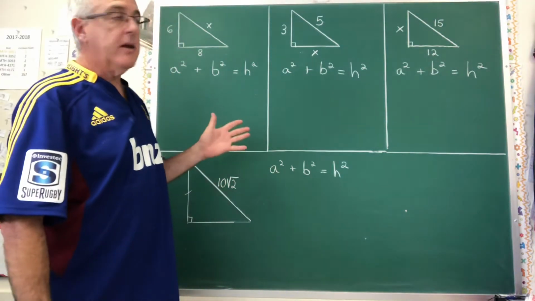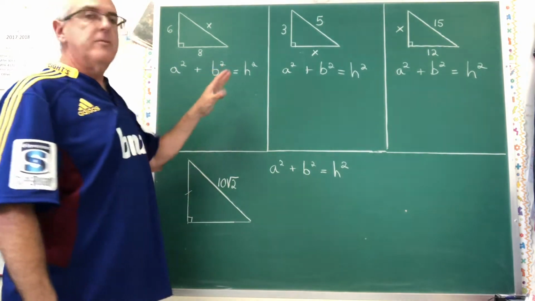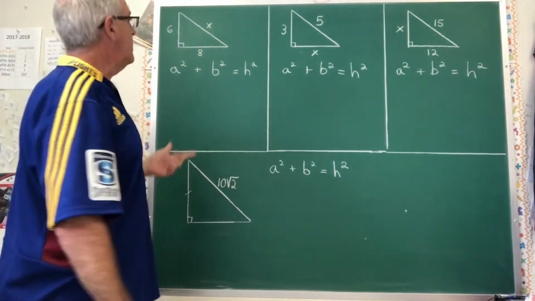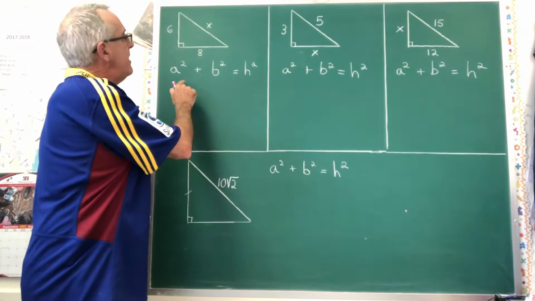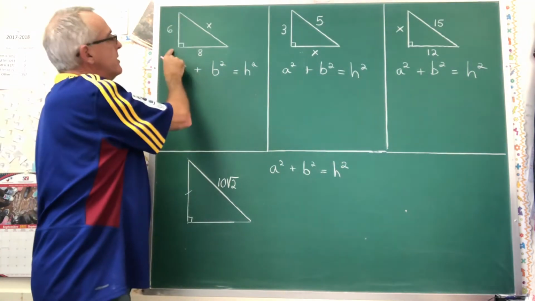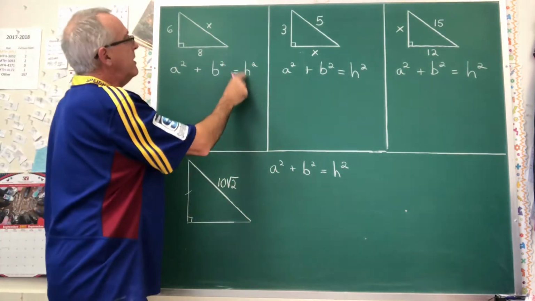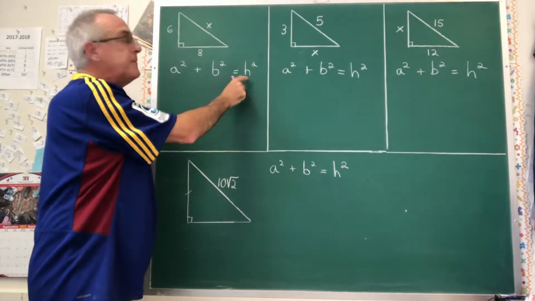Today's Daily Dose of Math is about Pythagoras Theorem. Let's look at some easy examples of using Pythagoras. In my examples, I'm going to call side A the shortest side, and side B will be the medium length side. I'm calling the hypotenuse side H.